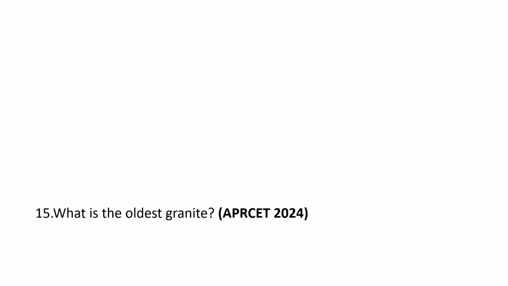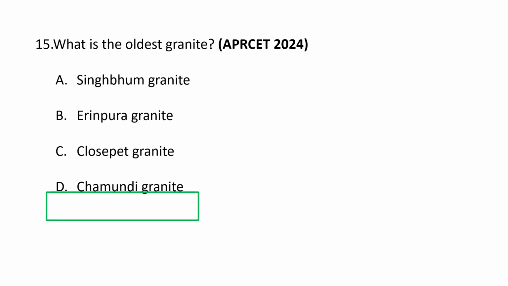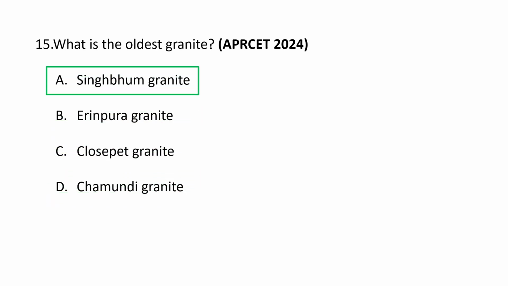Next question. What is the oldest granite? A. Singhbum granite, B. Eranpura granite, C. Closepet granite, and D. Chamundi granite. The oldest granite is the Singhbum granite. The oldest rocks in the Singhbum craton, which is predominantly granite, are around 3.5 billion years old, and there are even indicators of older crust in the region. So Singhbum granite is the oldest granite.